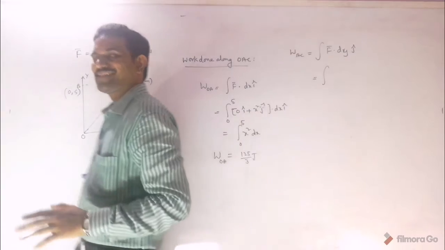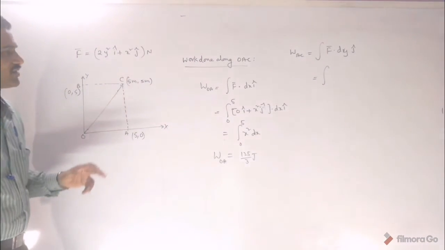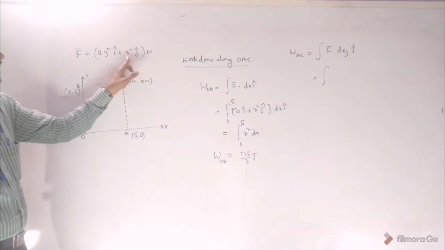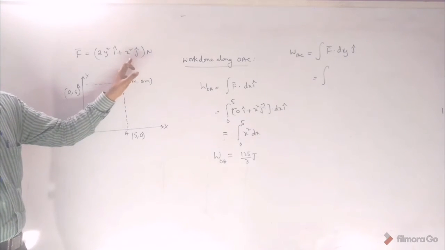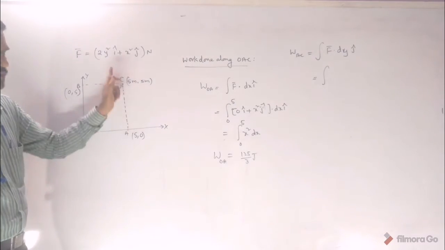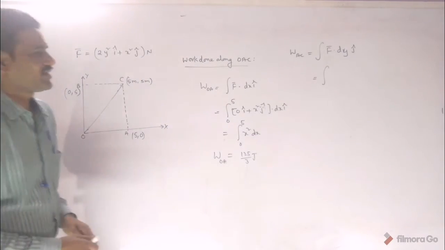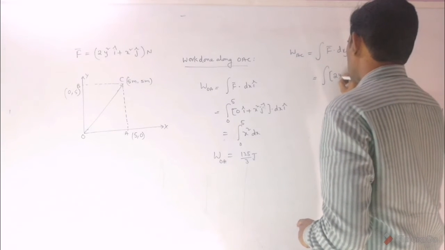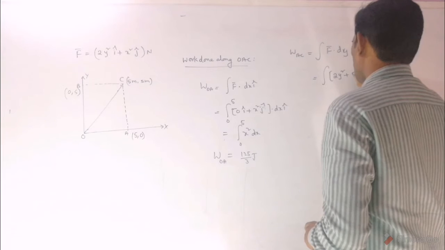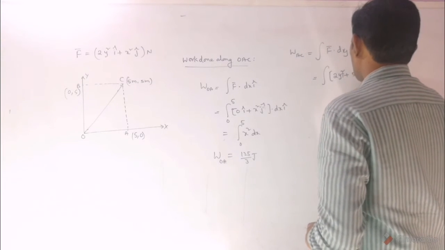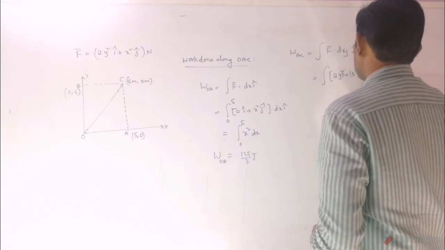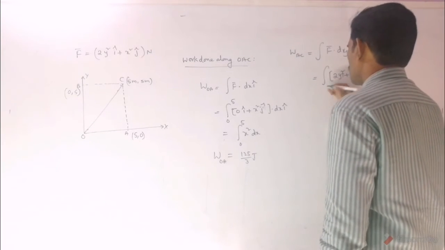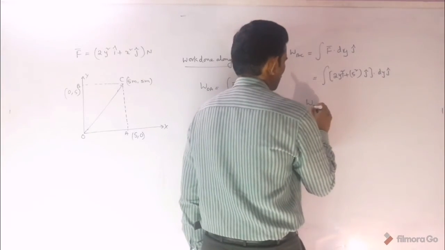So now for the AC path, which value will be constant here? X value will be constant here. X value is 5 only. So you can substitute directly x is equal to 5 here. Is it clear? X is not variable. So for this AC path, x is a constant value, only y is variable. So what I can write there is, instead of F value, you can write this as 2y square I cap plus 5 square j cap dot dy j cap. So then this is our work done along this AC.